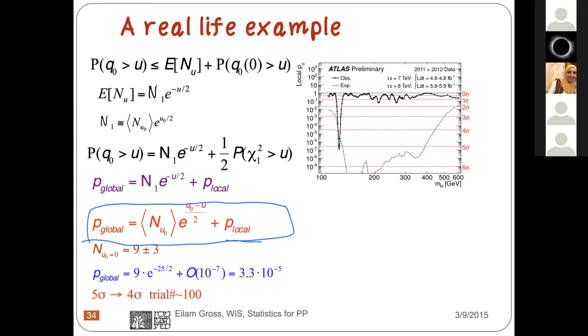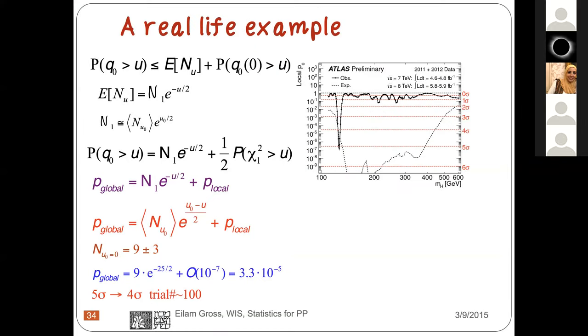One, two, three, four, five, six, seven, eight, nine. This is arguably yes or no, maybe 10, maybe not, I'm not sure. So let's take 9, because that's the one I took here. The square root of 9 is 3. So the number of up-crossings at level 0 is 9 plus or minus 3.